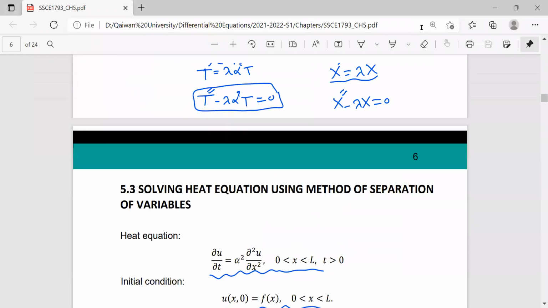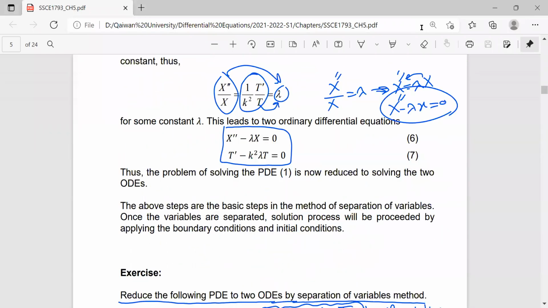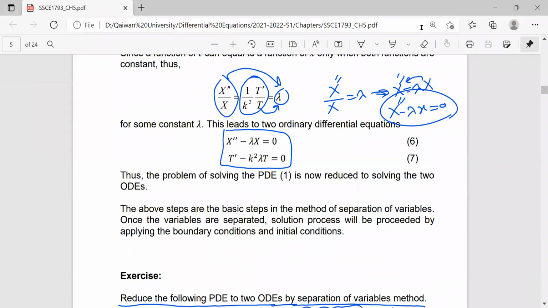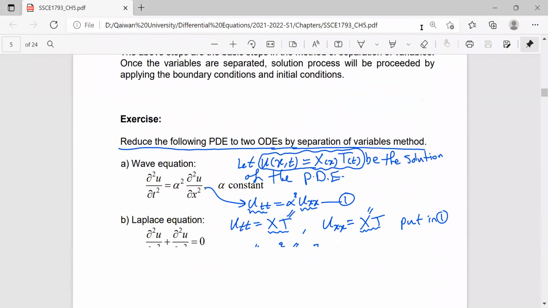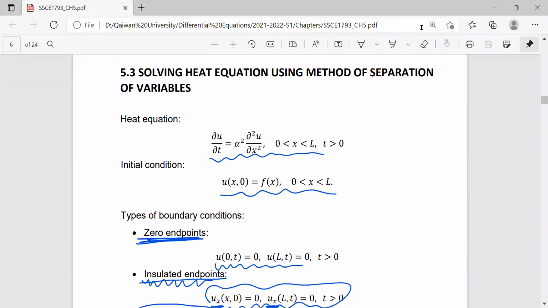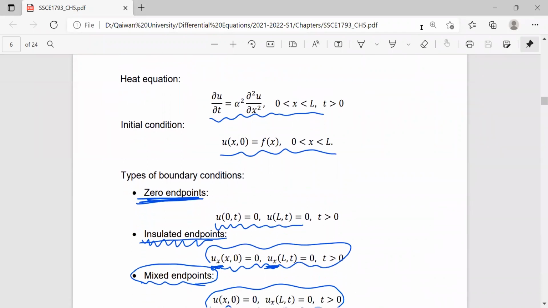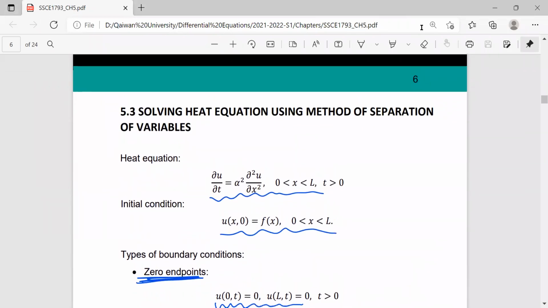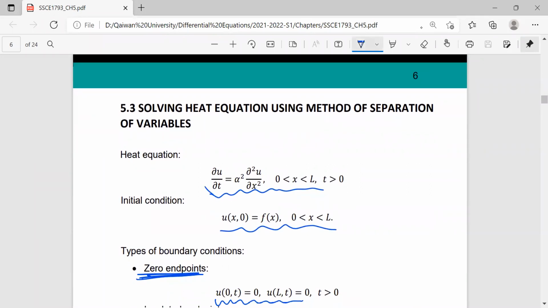In the previous lecture, we talked about how to reduce a partial differential equation to two ordinary differential equations by using the method of separation of variables. We now turn to solving the heat equation, not the wave equation. We have three types.